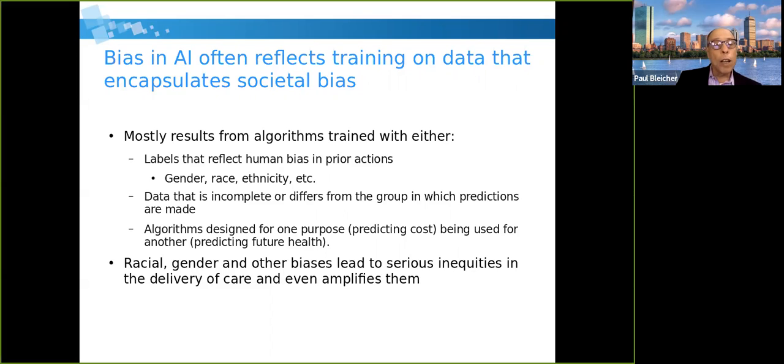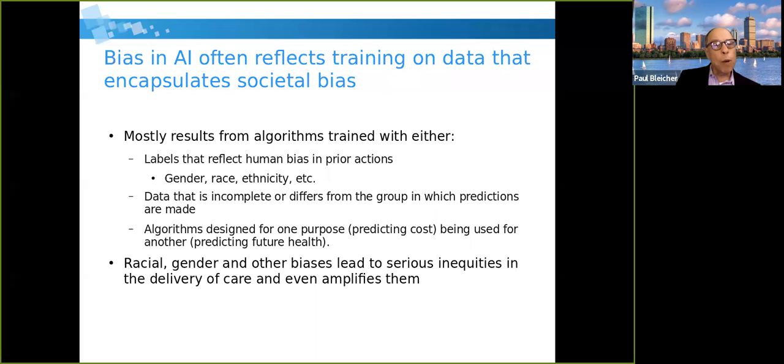Another way that this kind of bias can be incorporated has come out in some algorithms that were actually created to predict cost in healthcare from one year to another. That's an important question. If you want to know how much cost somebody is going to be for a particular year, you can use data from a prior year. But when that information on cost is incorrectly applied to predicting future health, you now get a confusion of two topics.